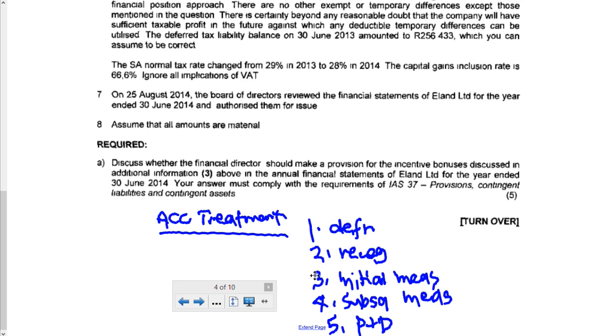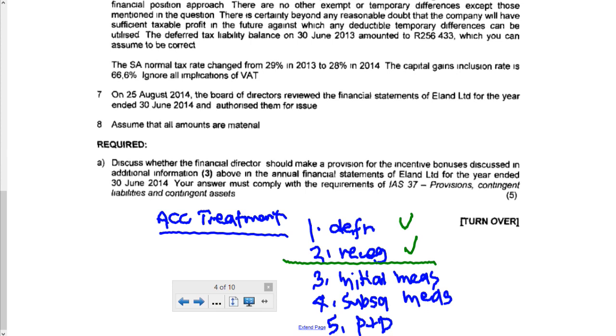So they're not asking you about measurement. Do you agree? They're not asking you how much should he provide. They're asking you, should I provide? So they're asking you up to there. They're asking you, should I recognize a provision for bonuses? So we're looking at definition and recognition.